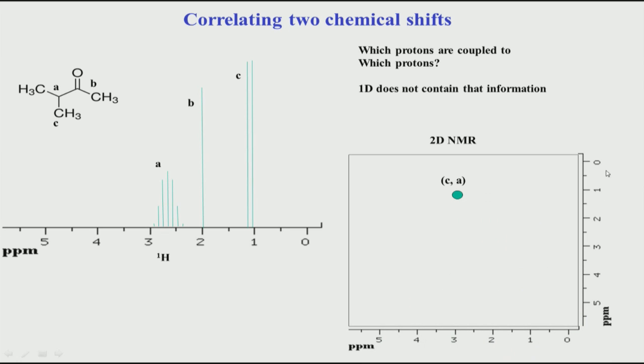So, you see, if I record a proton to proton spectrum, meaning both axes are proton or hydrogen now, compared to the last example where we saw carbon shown here, now we are looking at hydrogens on both axes.